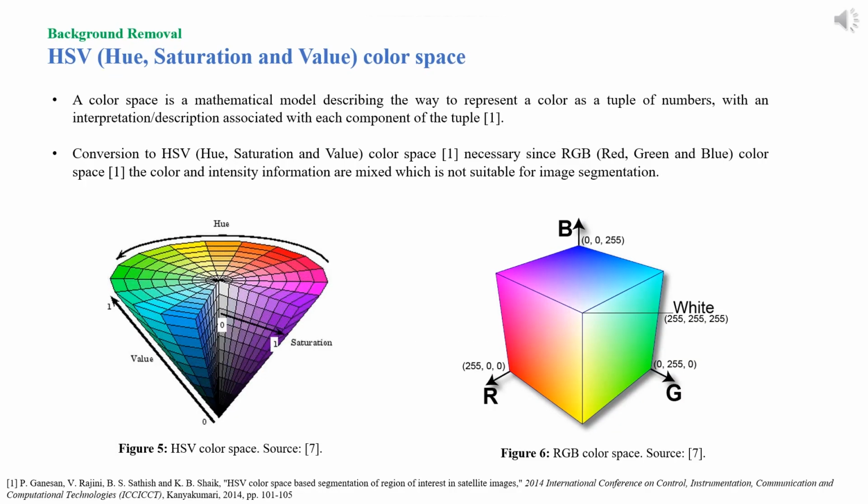A color space is a mathematical model describing a way to represent the color as a tuple of numbers. There are many popular color spaces such as RGB, HSV, YUV, etc. The input image is converted from RGB color space to HSV color space because in RGB color space the color and intensity information are mixed, which is not suitable for image segmentation.